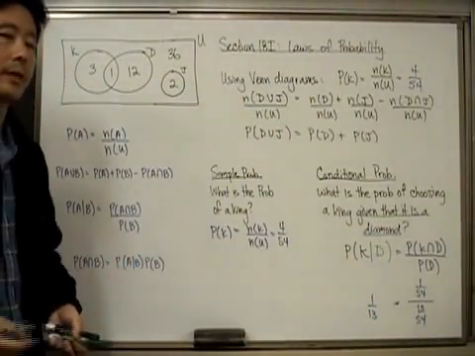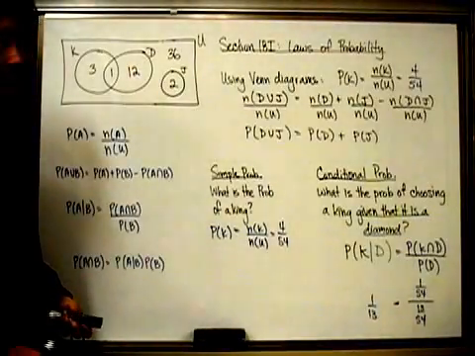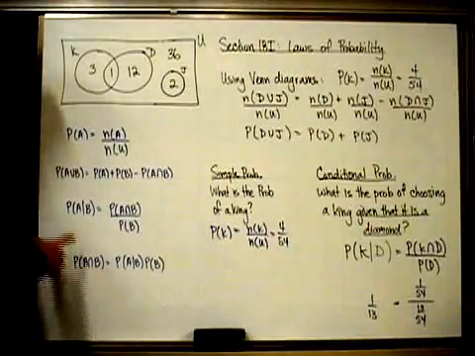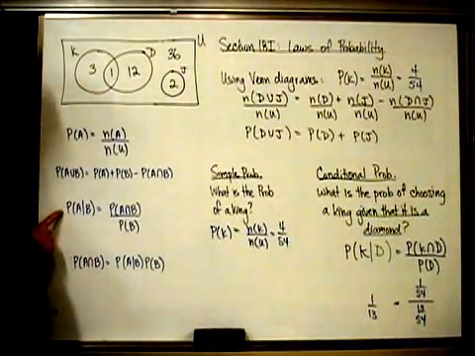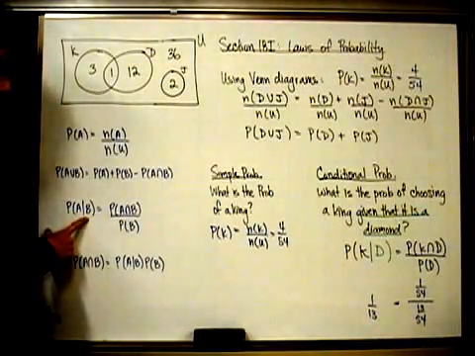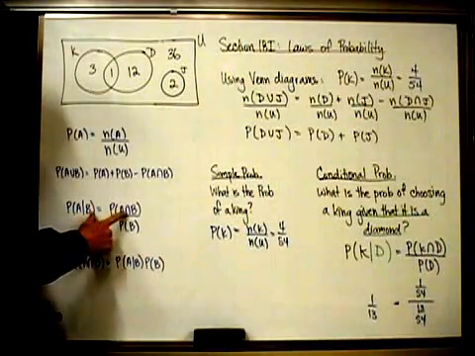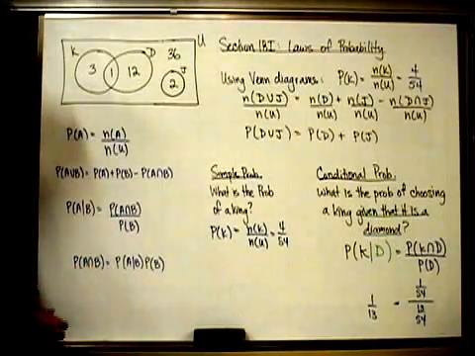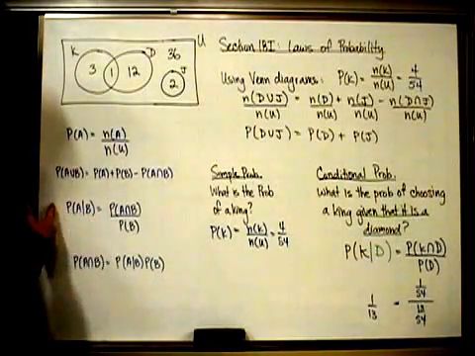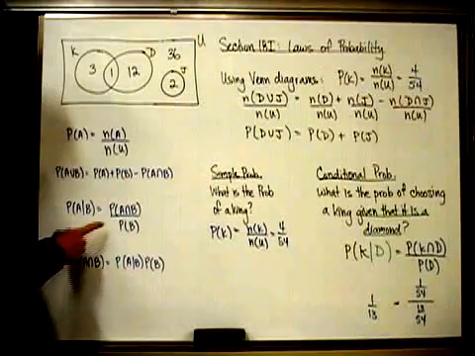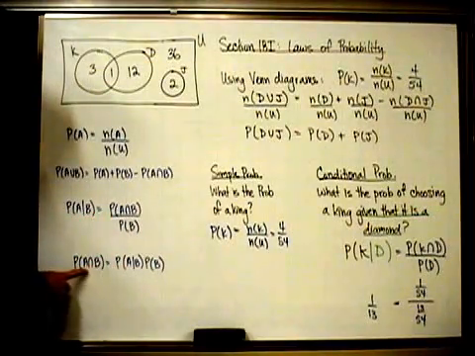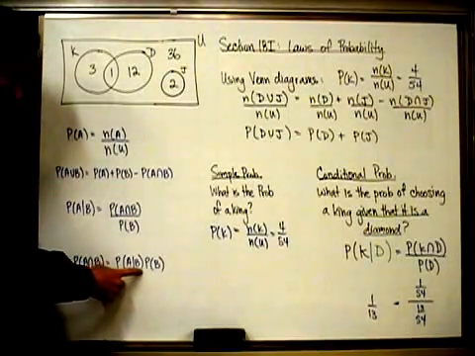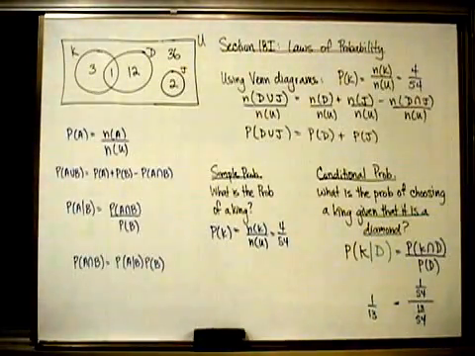So that's how we can simply calculate a problem dealing with conditional probability. And the general formula that we're going to use is this right here. The probability of A given B is equal to the probability of A intersect B divided by the probability of B. Okay, in addition to that, if we multiply both sides by the probability of B, we get a nice way of expressing the probability of A intersect B, and that's the same thing as the probability of A given B times the probability of B.